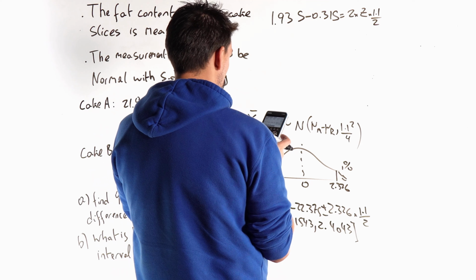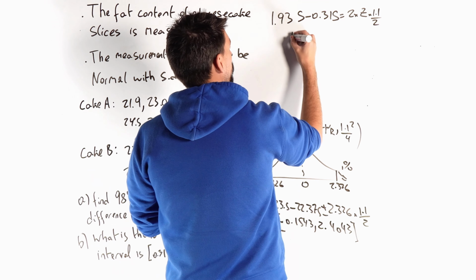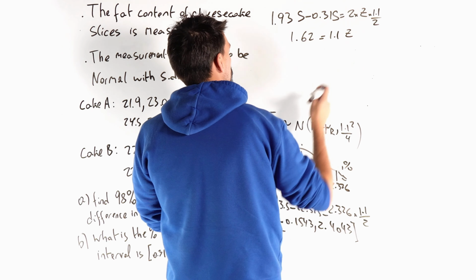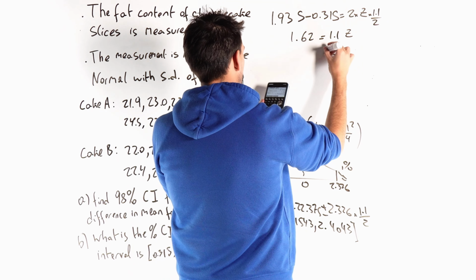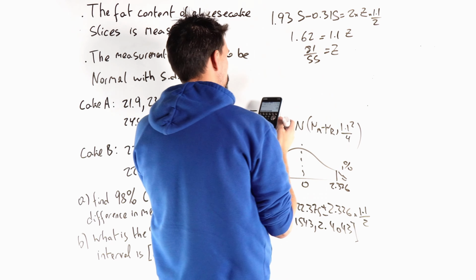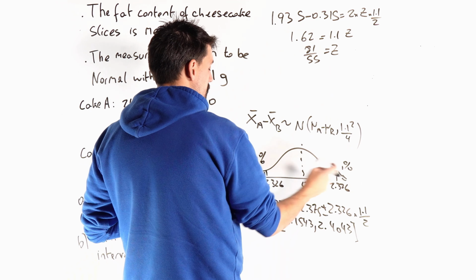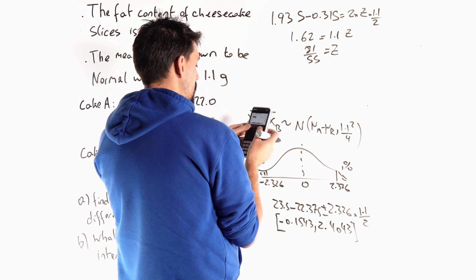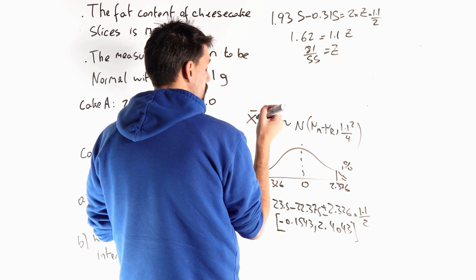1.935 minus 0.315. It's 1.62 equals 1.1z. The 2's cancel out. So I get z is, oh, what is that? 81 over 55. Cool. So really what I want to know is, well, what's these probabilities either side? So I can just go ask the calculator. Distribution, normal.